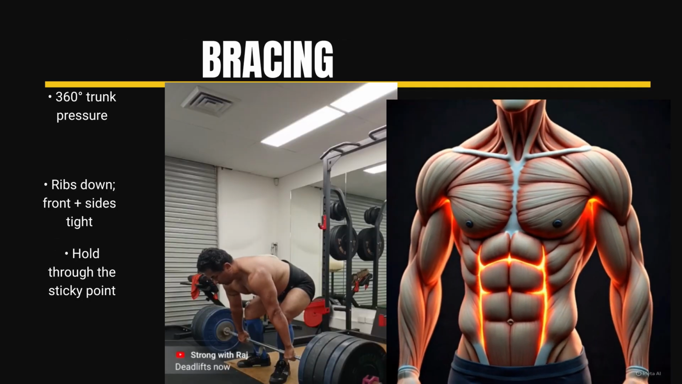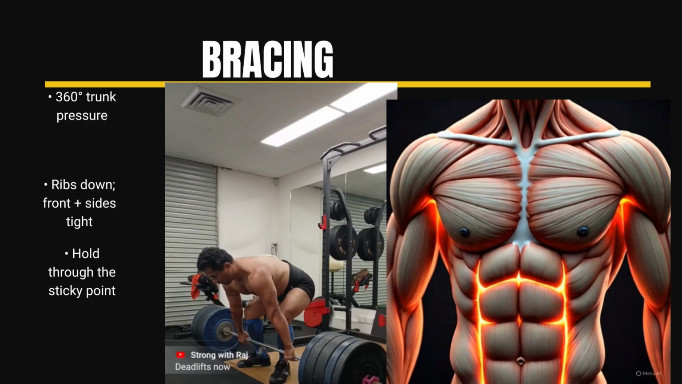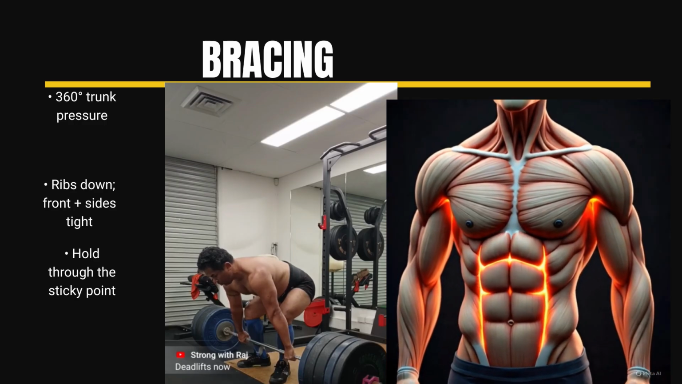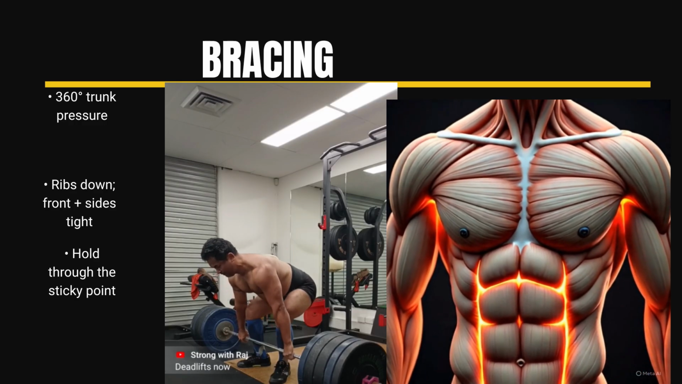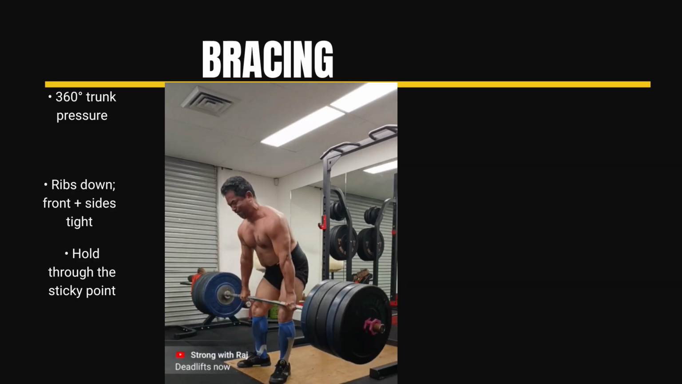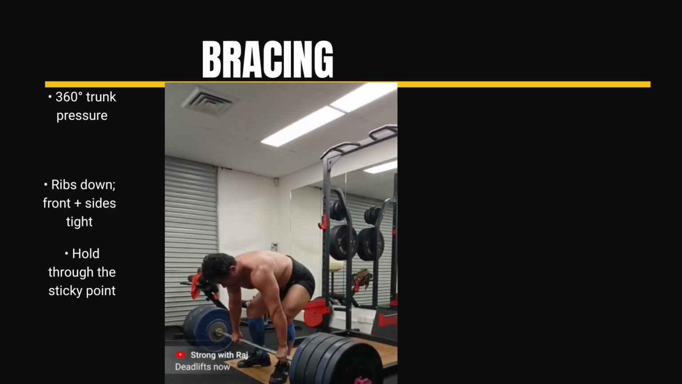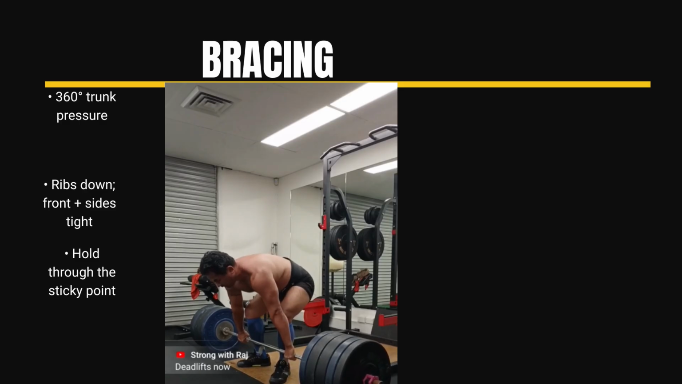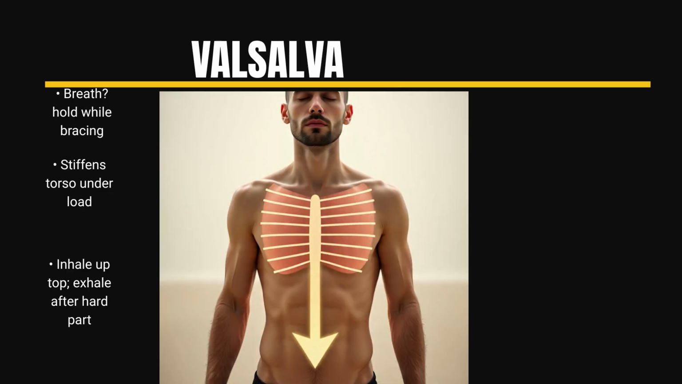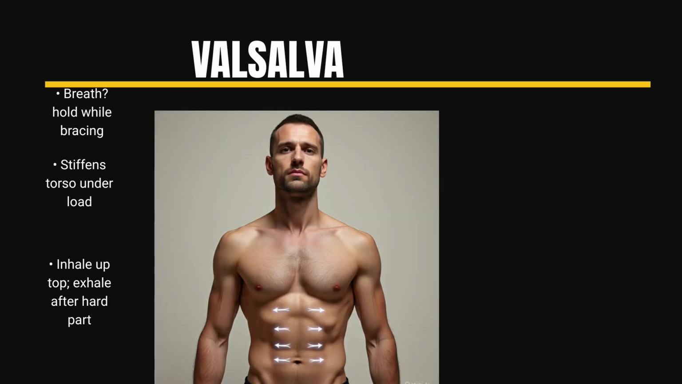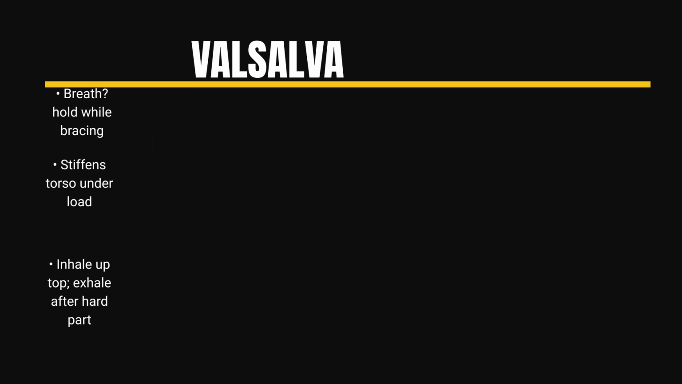Bracing, creating 360-degree pressure around your trunk to make the torso rigid. Big breath, ribs down, push into the belt if you wear one, and hold through the sticking point. The Valsalva maneuver. A breath hold while bracing to stiffen the torso under load. Inhale and brace before you squat down. Exhale after you're past the sticky spot on the way up.